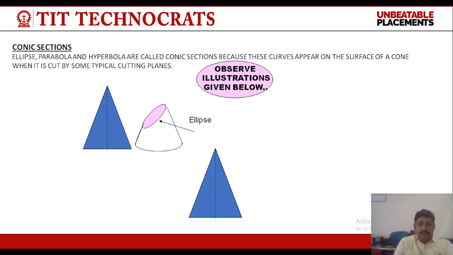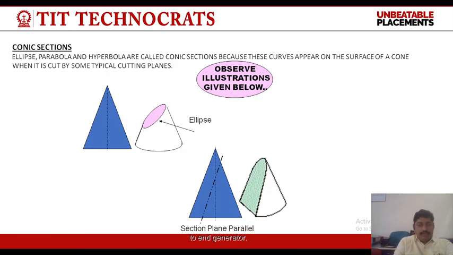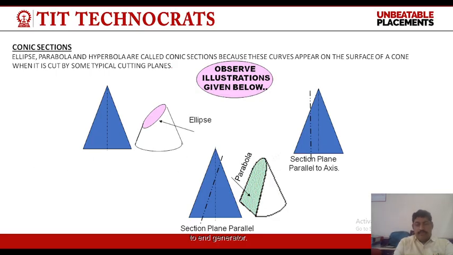When the cone is cut parallel to one of the generators, then we obtain a parabola. This is the parabola. And the third one is when this cone is cut parallel to the axis. This is the section plane which is parallel to the axis, then we obtain a hyperbola.